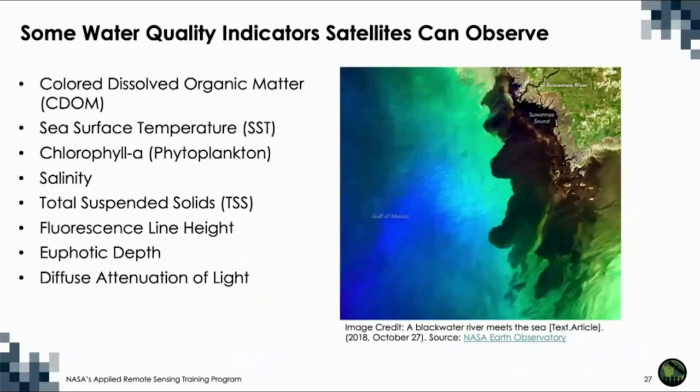Some water quality indicators observed from remote sensing are CDOM, SST, chlorophyll A, salinity, total suspended solids, fluorescence line height, euphotic depth, and diffuse attenuation of light. A range of colors and the presence of chlorophyll A, sediment, and CDOM can be seen in this image, as the Suwannee River, known as the Blackwater River, brings pollutants into the Gulf of Mexico.